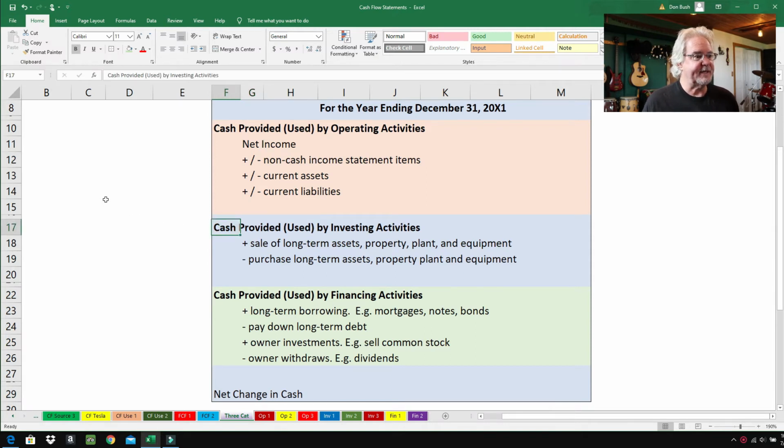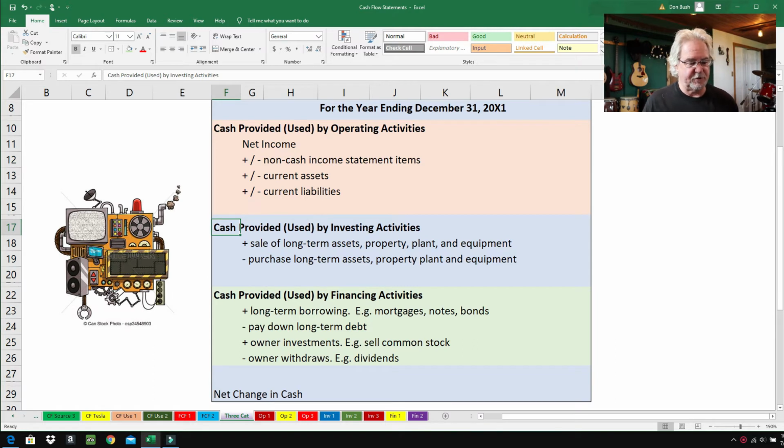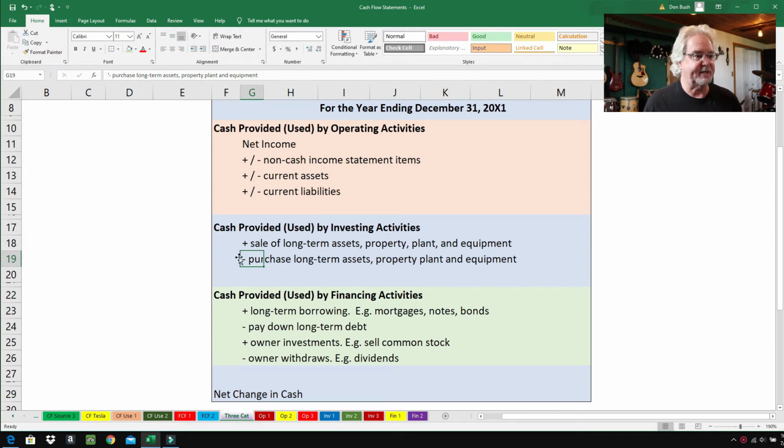So coming down to the second section, cash provided or used by investing activities. Sometimes this can be a tricky section to figure out. But what we're doing here is adding, or putting down as a positive number, the sale of long-term assets, property, plant, and equipment, and we're subtracting out the purchases of long-term assets, property, plant, and equipment. Now myself, I like to see businesses investing in themselves, so I like to actually see this as a negative number, that is, purchasing long-term assets, property, plant, and equipment.